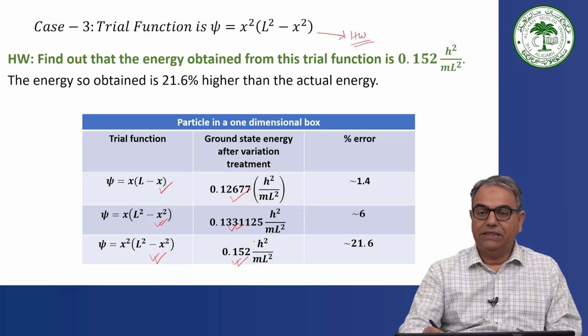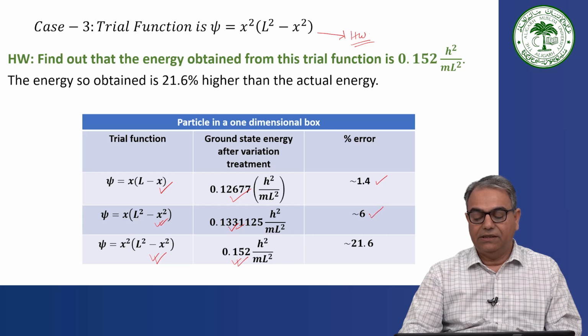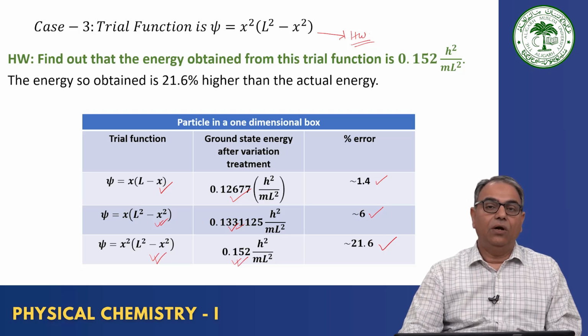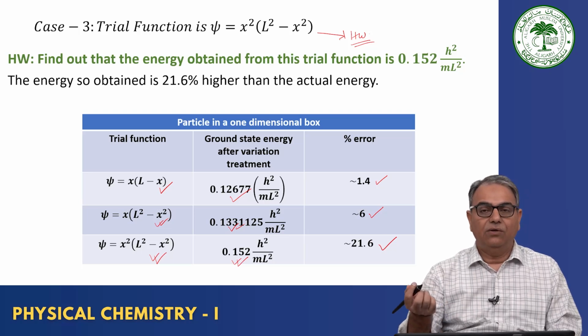And see the energy error: it's 1.4% higher than the ground state, it is 6% higher than the ground state, and it is 21.6% higher than the ground state. So what does it mean? All trial functions are not good trial functions.